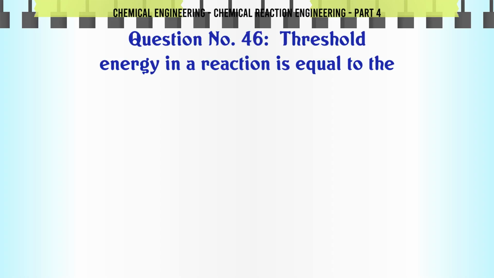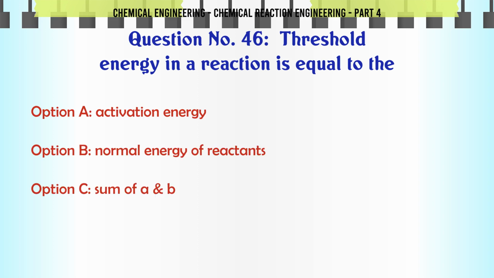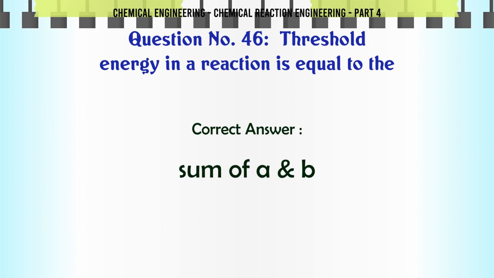Threshold energy in a reaction is equal to the: A. Activation energy. B. Normal energy of reactants. C. Sum of A, B. D. Neither A nor B. The correct answer is sum of A, B.